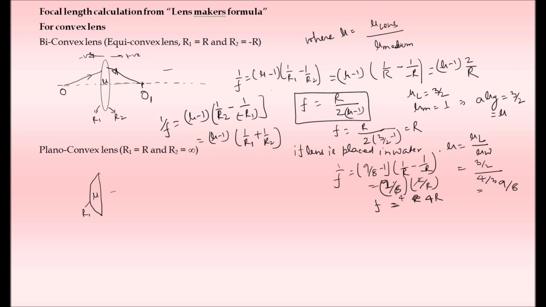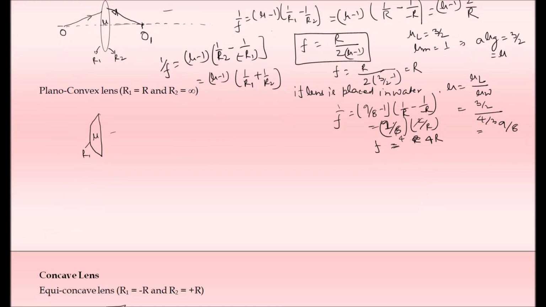Now we will see the plano-convex lens. A plano-convex lens has one surface as a plane surface. We will again apply the lens maker's formula in that case, and suppose the light ray is coming from this direction. So 1/f is equal to (mu minus 1) into 1/R1. Again R1 comes with a positive sign, and the radius of curvature for the plane surface is infinity. So minus 1/infinity, and from there we get (mu minus 1) into 1/R1.